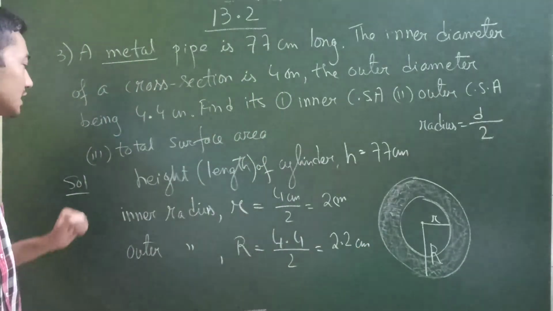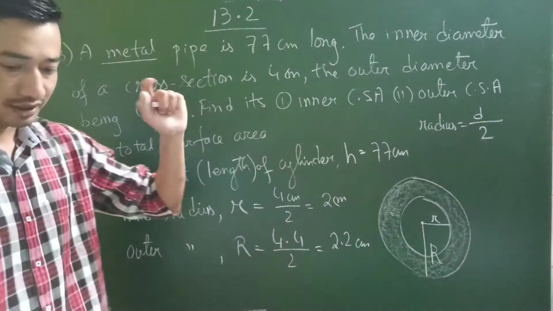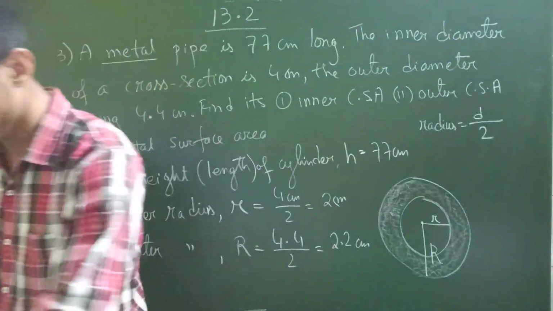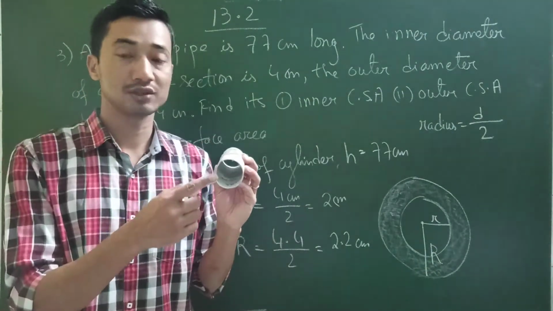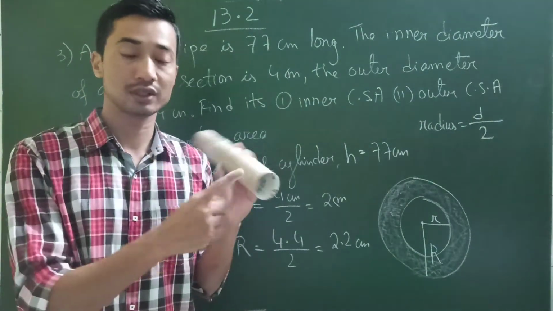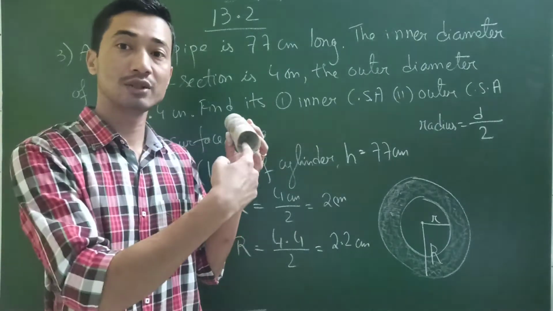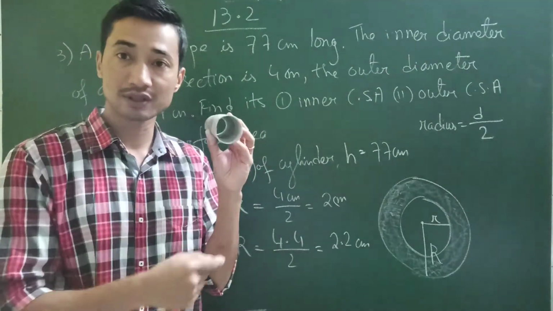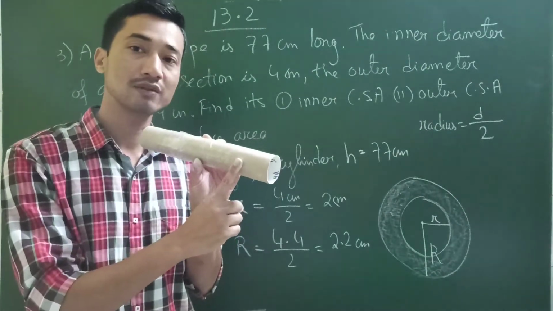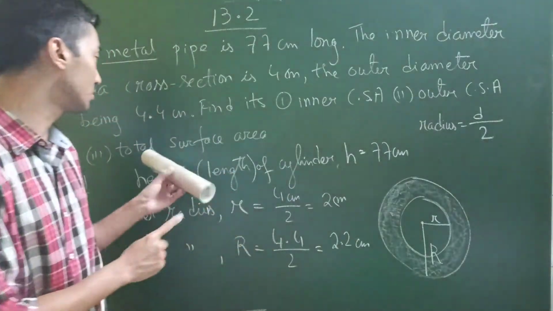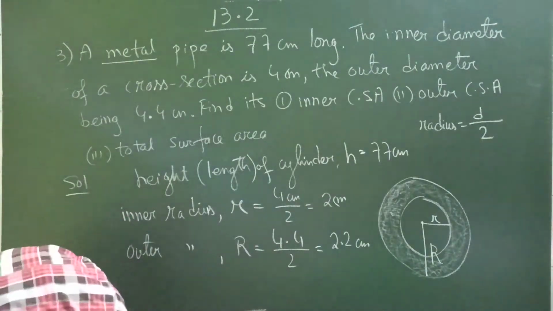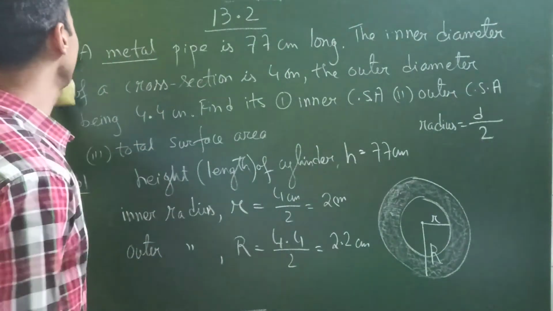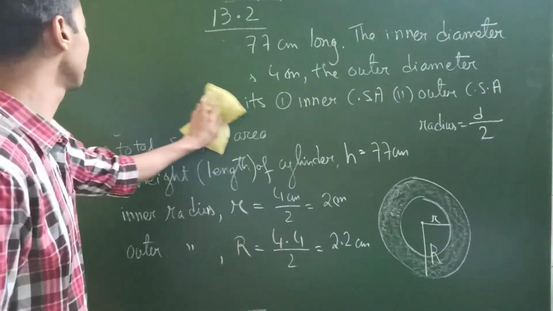Now the question is, find the inner curved surface area. That's quite simple. If we assume this to be the cylinder and this to be the thickness, this is the outer, this is the inner. First we are supposed to find out the inner curved surface area and then the outer curved surface area, and also the total surface area that we will discuss. So let's continue. Let's quickly do. I'll rub the question part.